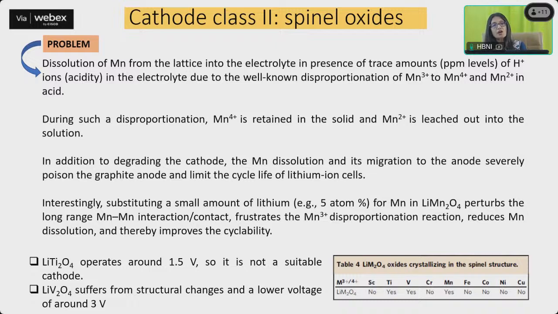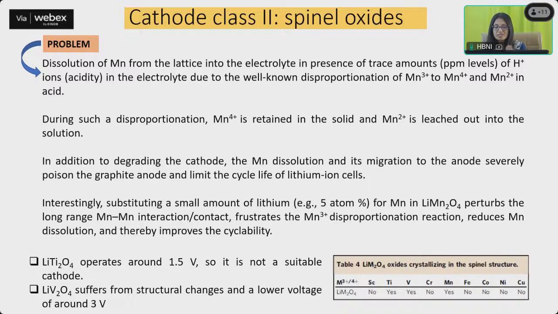So what is going to happen now? It is going to degrade the cathode because it has disproportionated. Mn4+ is staying in the cathode, but Mn2+ is leaching out into the solution, and it will migrate to the anode, and it is going to poison the graphite anode, and it's going to limit the cycle life of your lithium ion.